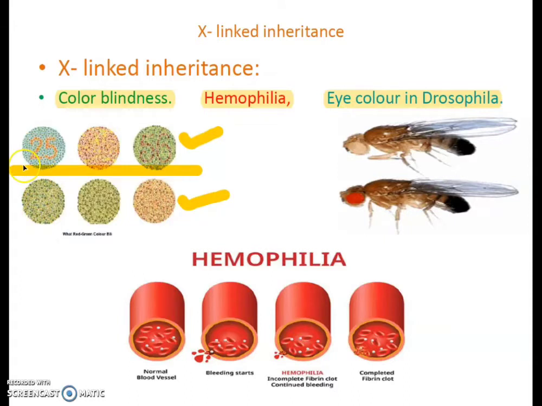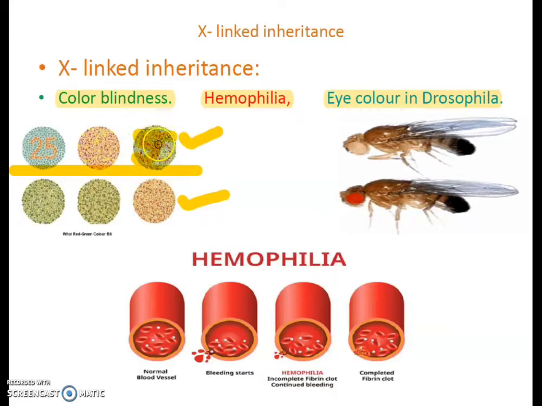So a normal person can identify the number 25 here. In another figure, a normal person can see the number, while a colorblind person cannot see the number. Here, suppose there is the number 56.